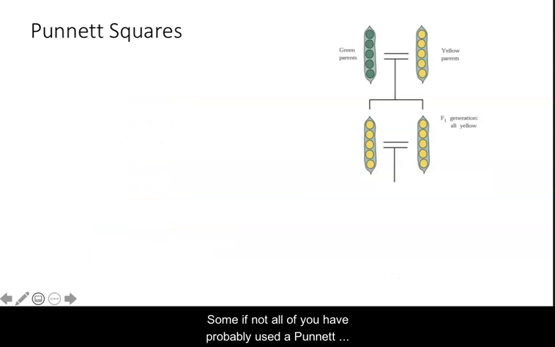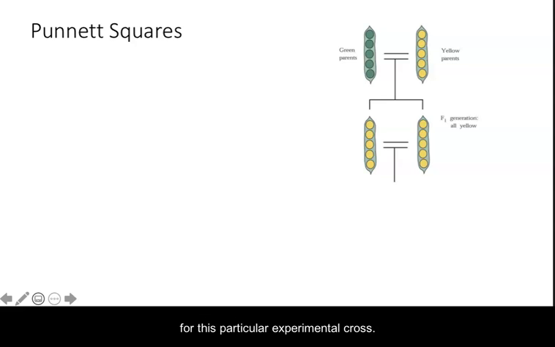Some, if not all of you, have probably used a Punnett Square, which is named after Reginald C. Punnett, who first described this approach to look at Mendelian inheritance. And a Punnett Square is just an organized way of predicting genotypes and phenotypes from simple crosses. So let's work out our predictions for genotypes and phenotypes for this particular experimental cross.